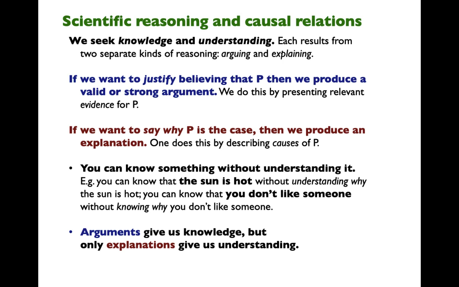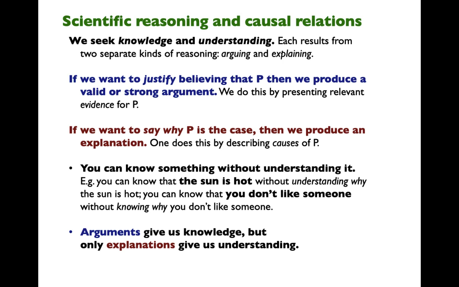We seek knowledge and understanding. Each results from two separate kinds of reasoning, arguing and explanation. If we want to justify believing that P, something occurs, the sun is hot, then we produce a valid or a strong argument. We do this by presenting relevant evidence for P. Now, if we want to say why P is the case, why the sun is hot, then we produce an explanation. We do this by describing causes of P.